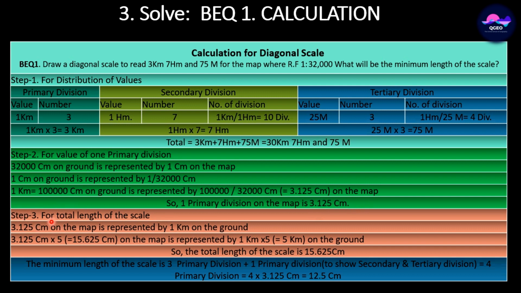In this way, step 3, for total length of the scale: 3.125 centimeter on the map is represented by 1 kilometer on the ground. So on both sides we can multiply by 5 to have a better representation of the scale.